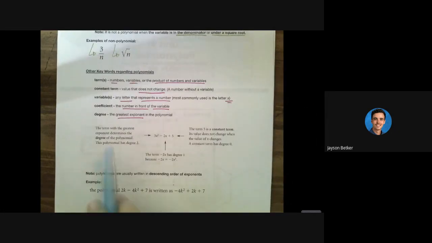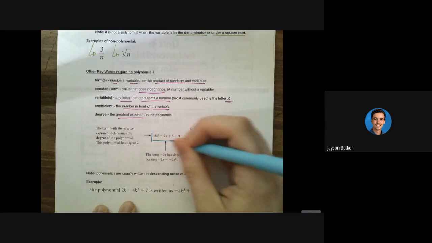Take a look at this example below. The term with the greatest exponent determines the degree of the polynomial. So this entire polynomial here has a degree of 2 because it has the greatest exponent. This term itself individually has a degree of 1, so that means that it's not as big as the degree 2, so the degree of the polynomial is 2. And then the term 5 here, this is our constant term. This is a value that does not change. Even if x changes to be 2 or 5 or 3 million, it doesn't matter. This 5 doesn't change. So this is our constant term.